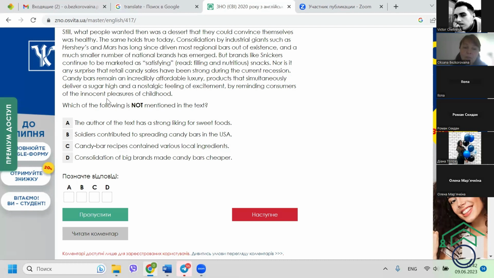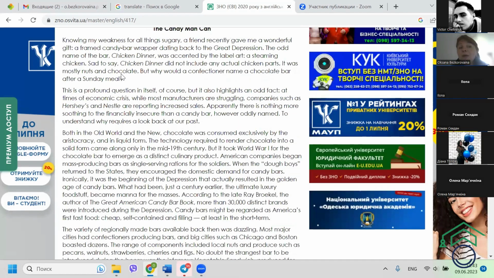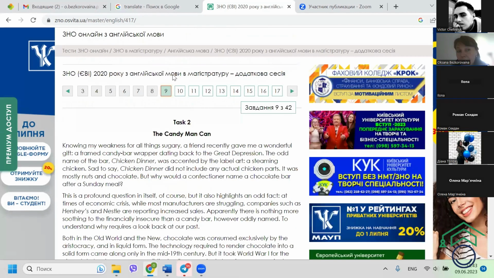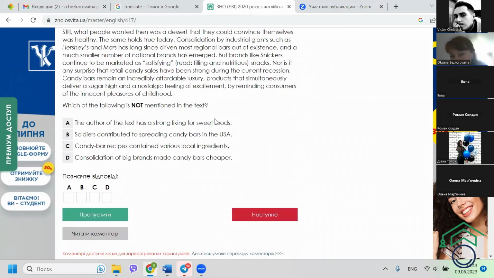Consolidation of big brands made candy bars cheaper. Дивіться, your question concerns the whole text, відноситься до всього тексту. Тобто, можливо, деякі відповіді у нас уже є. І так, що не згадується в тексті? Була інформація that the author of the text has a strong liking for sweet foods? Була така інформація чи ні? Так, в першому абзаці була, правильно. Knowing my weakness for all things sugary, знаючи мою слабкість до всього солодкого, тобто варіант A ми зразу відмітаємо. Що ще?